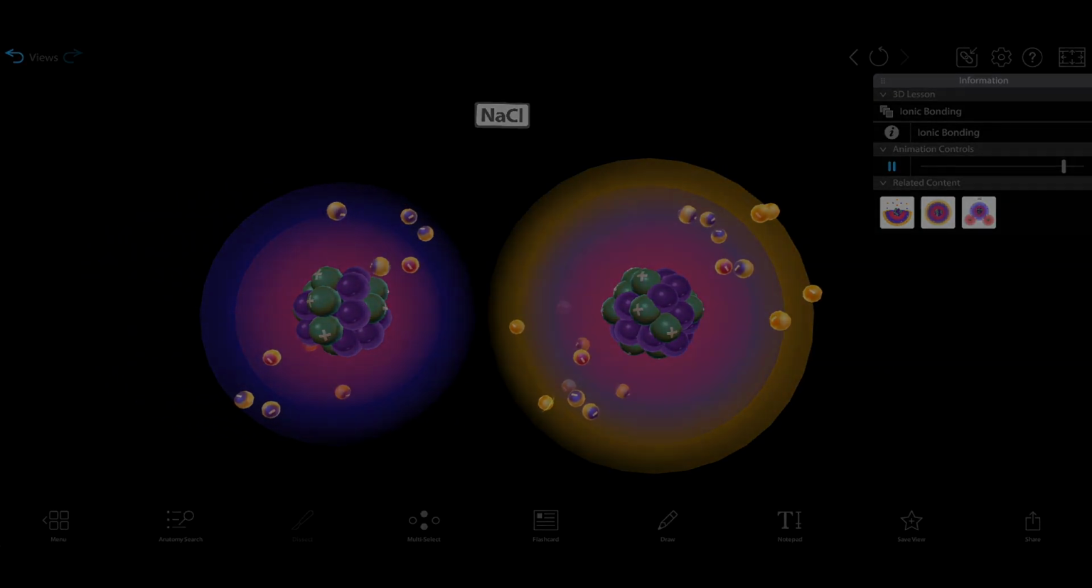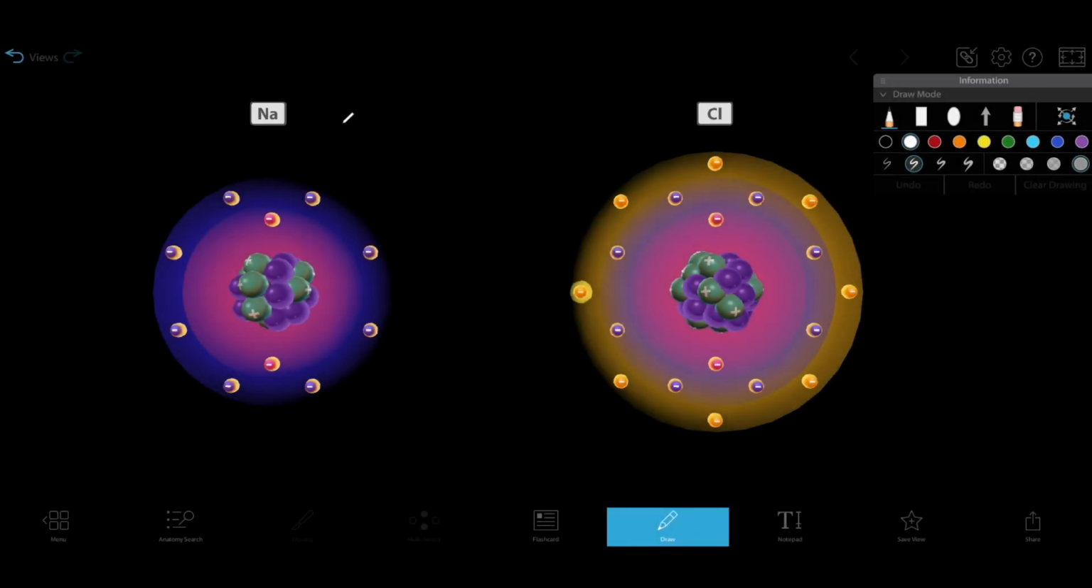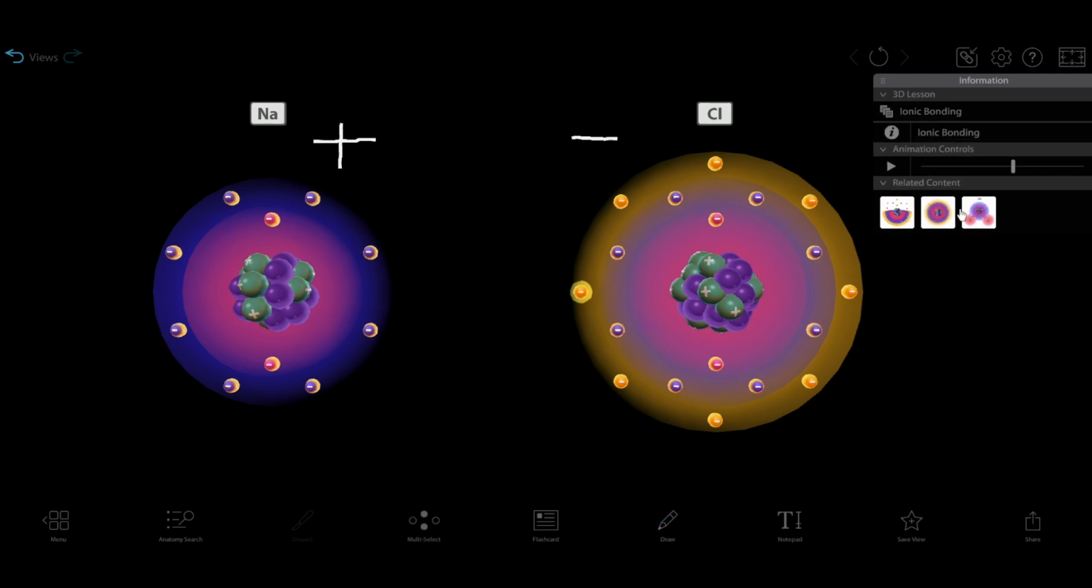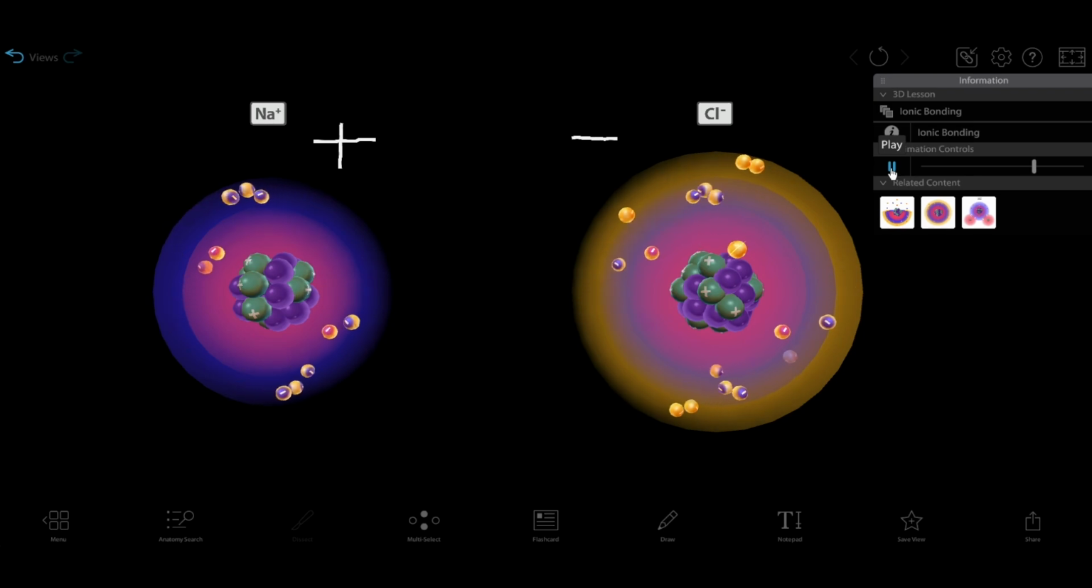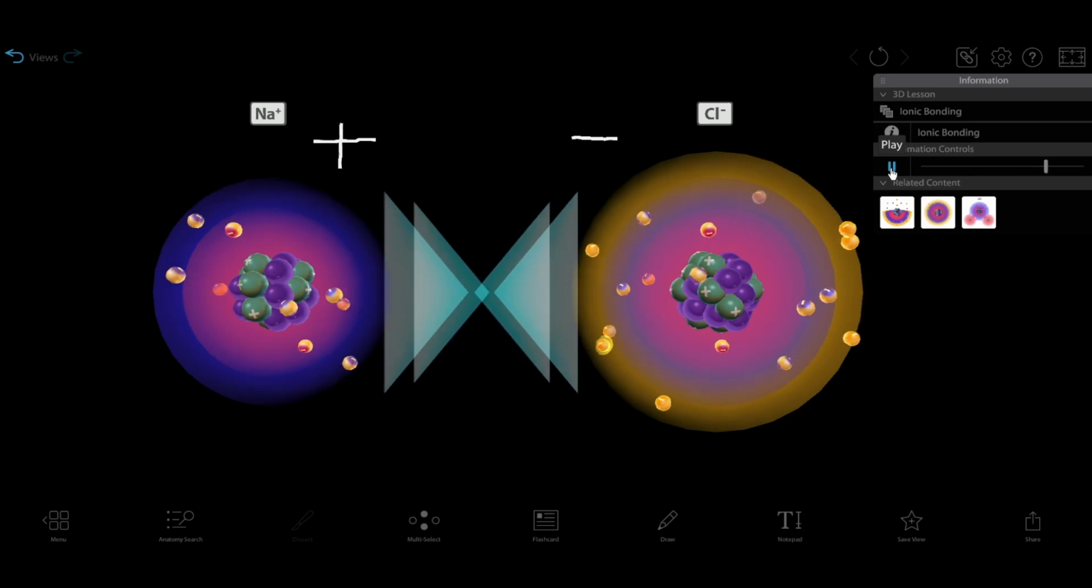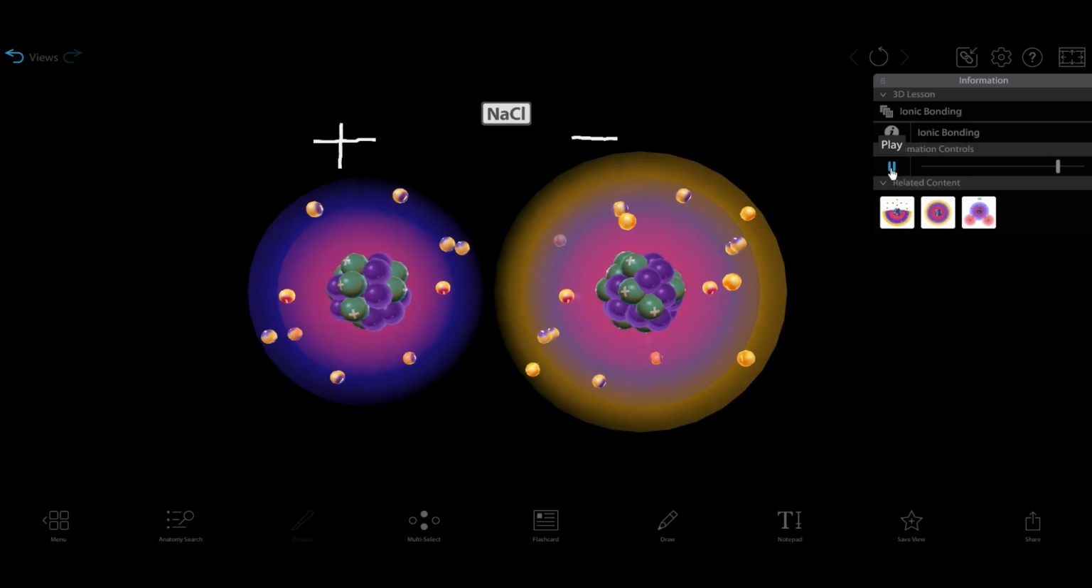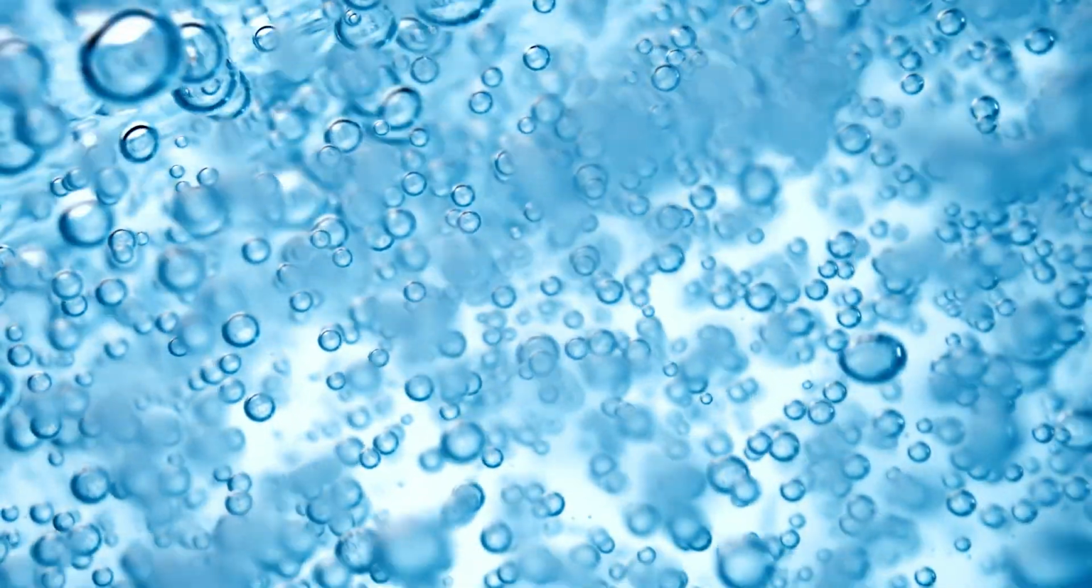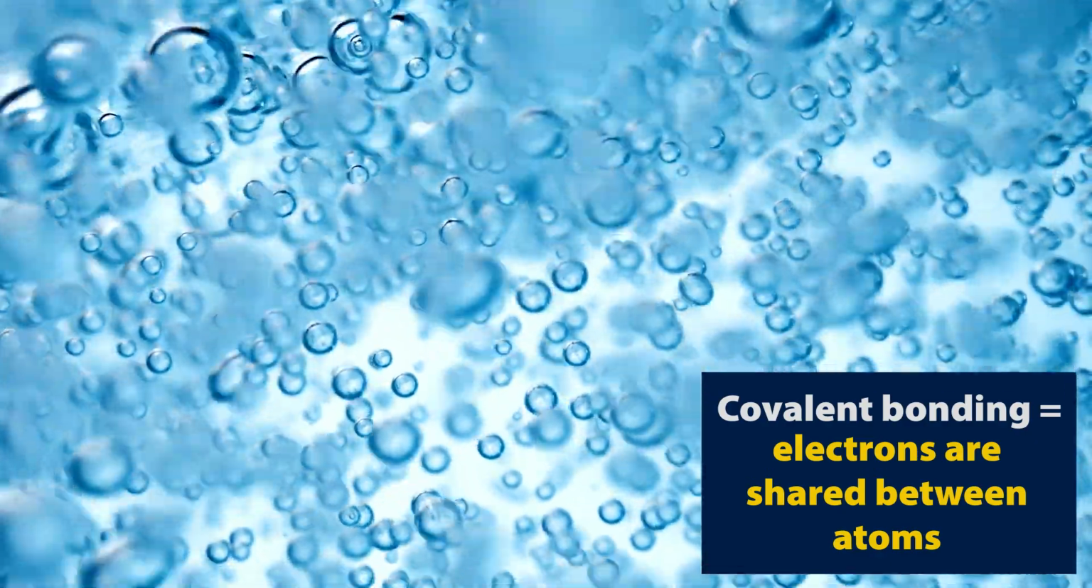When sodium gives away its valence electron, this means it has fewer electrons than protons, becoming a positively charged ion. Chlorine becomes a negatively charged ion because it now has more electrons than protons. Electrostatic attraction binds these two ions together to form the ionic compound sodium chloride, or, as most of us know it, table salt. Now let's talk about the other main kind of bonding, covalent bonding.